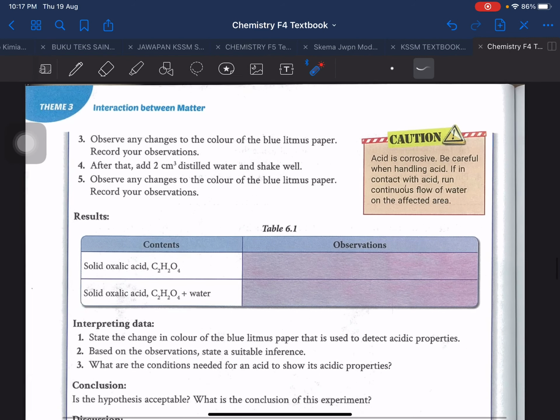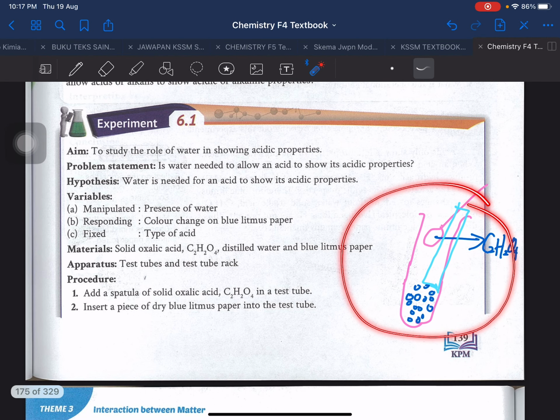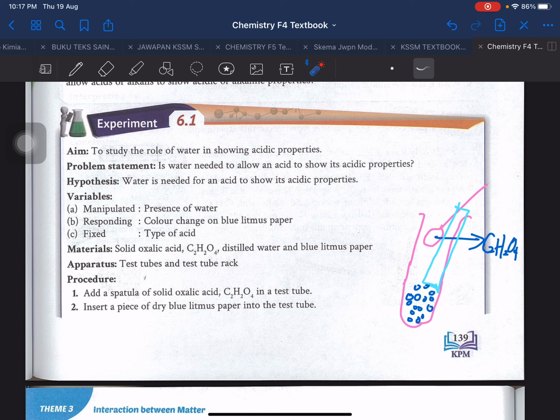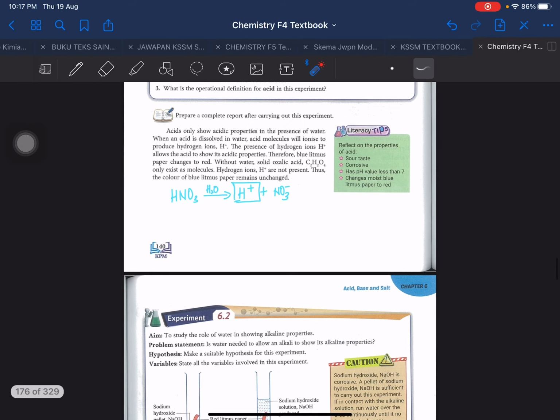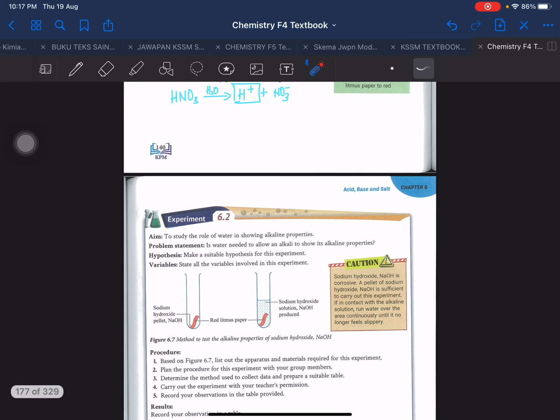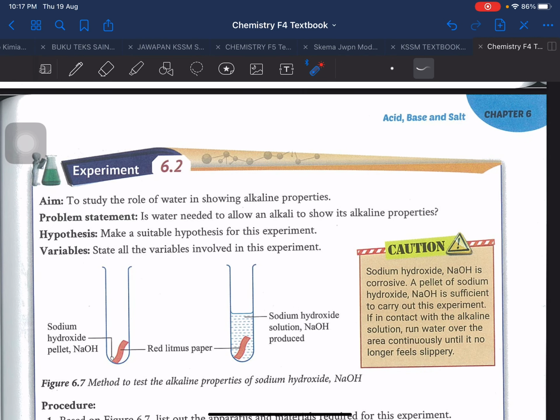Kalau dia tiada air, tidak lembab. Tidak lembab, tiadalah perubahan warna. But if ada water present, then the blue litmus paper can change to red. Okay, so that's the role of water to show the acid property.